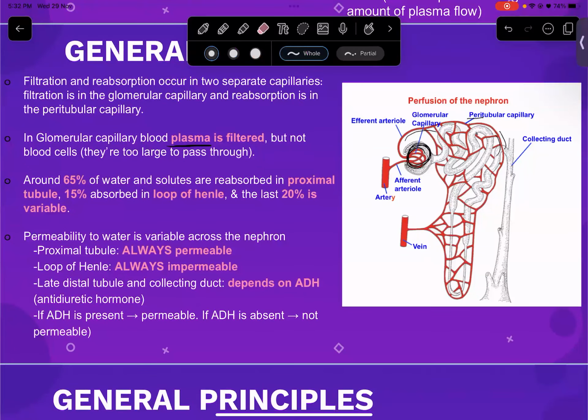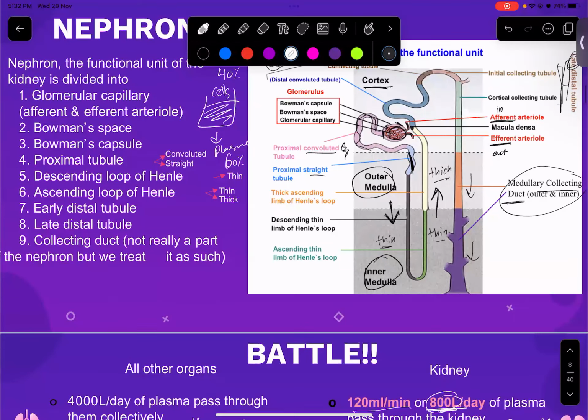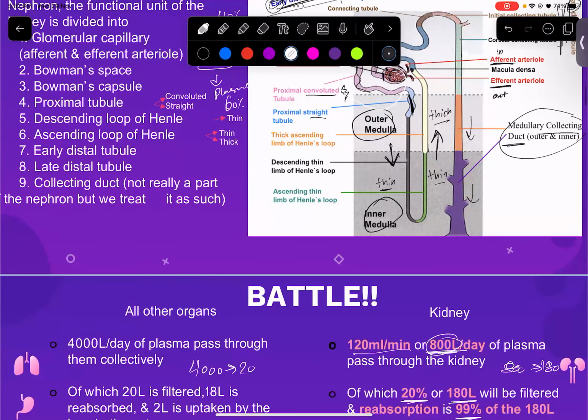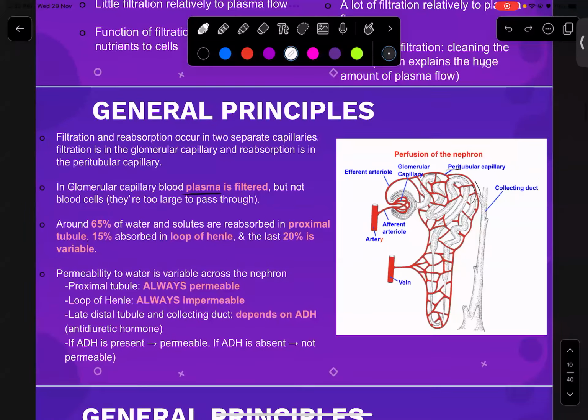Another thing you should remember is that about 65% of the water and solutes are being reabsorbed in the proximal tubule. So remember when I mentioned this tubule right here, this pink part? This pink part is the proximal tubule, where 65% of the reabsorption of water and solutes is happening.